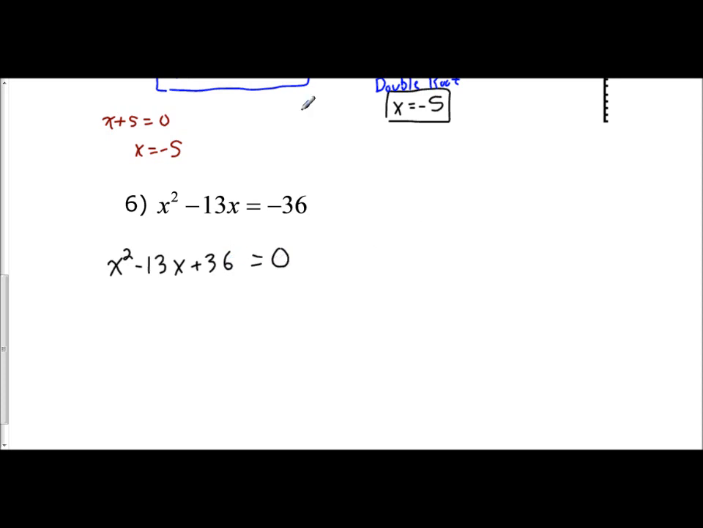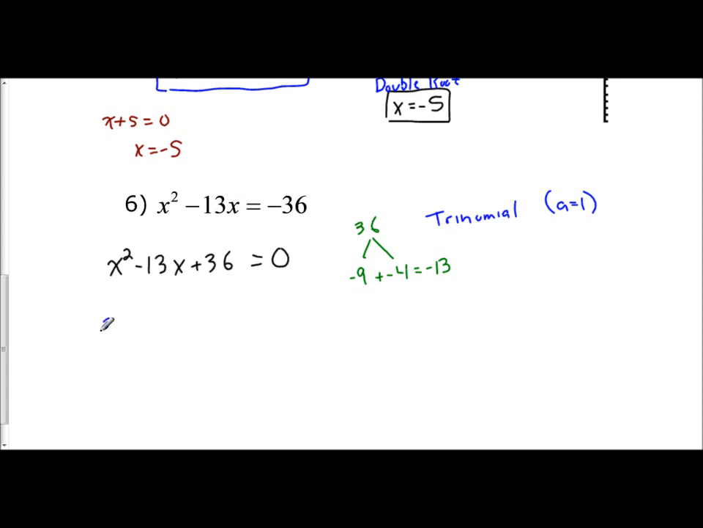There is no GCF in all three terms, so this is a trinomial. It starts with x squared, which means your a is 1. So we can apply our product and sum technique. Your product is your 36, and your sum is -13. So you want two numbers that multiply to give you 36 and add to give you -13. So that means they're both negative. So -9 times -4 is 36. -9 plus -4 is -13.